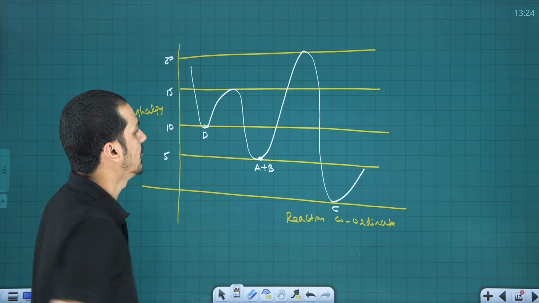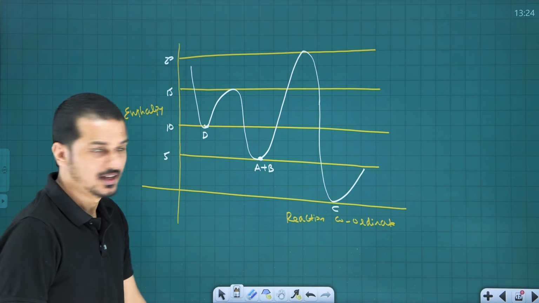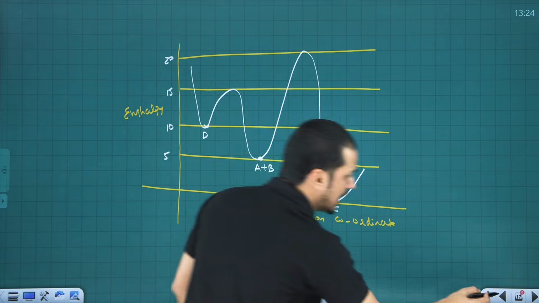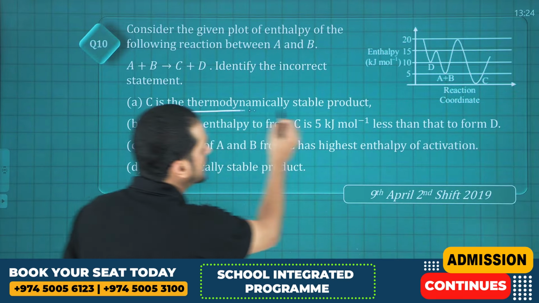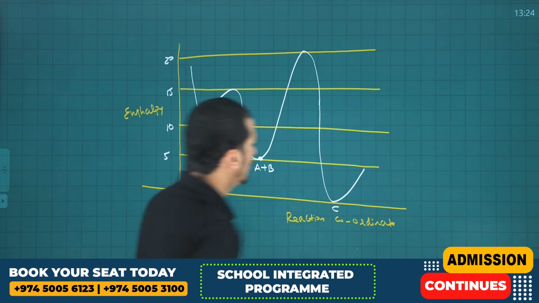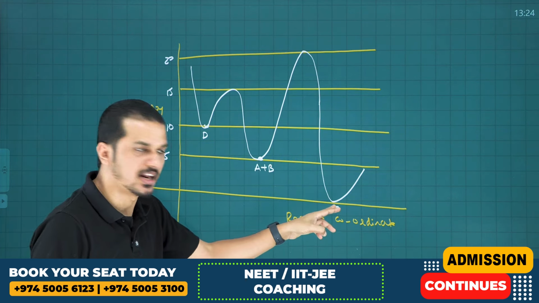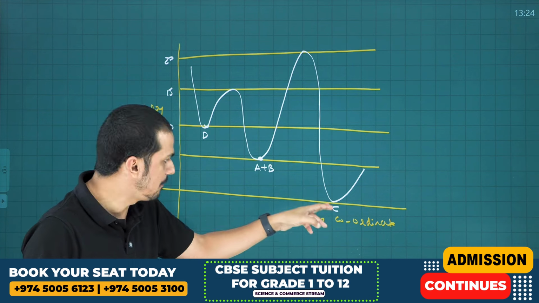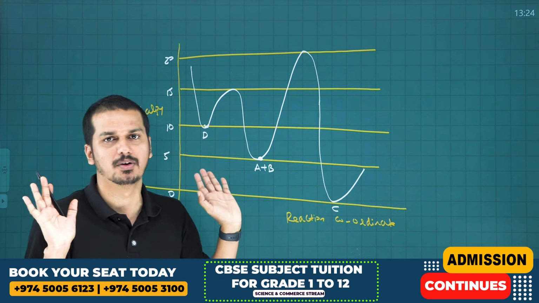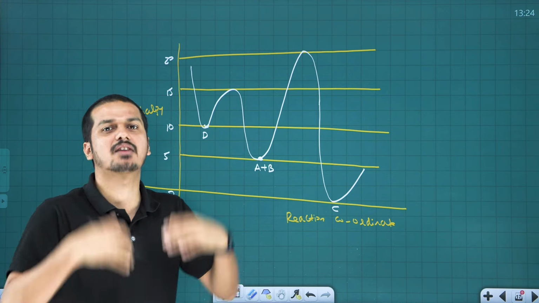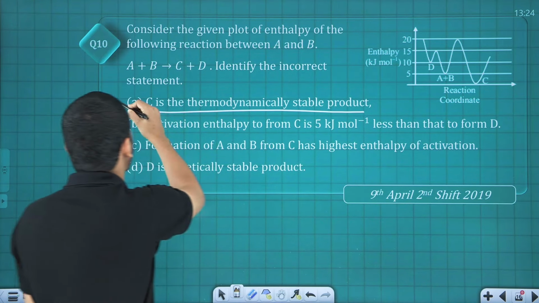Now they are giving the statements. We can look at the statements. This is the reactant side. First statement: C is a thermodynamically stable product. In this reaction, A plus B are forming C and D. C is thermodynamically stable. Yes. Its enthalpy is less, enthalpy is 0. Lower the energy, higher the stability. So that statement is correct.